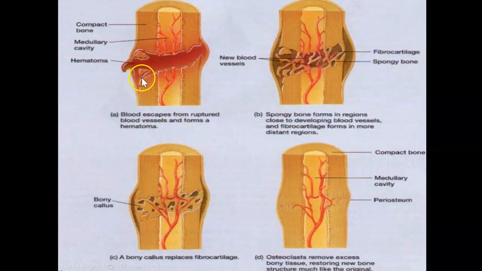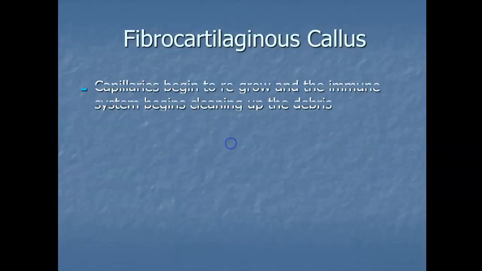Here's a picture showing this hematoma formation. Here's the fracture. We have bleeding in the area of the fracture. Fluid's going to accumulate, blood's going to accumulate, and you end up with swelling and a bruise that forms the hematoma, a clot.